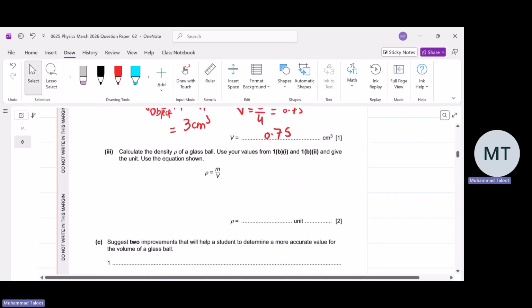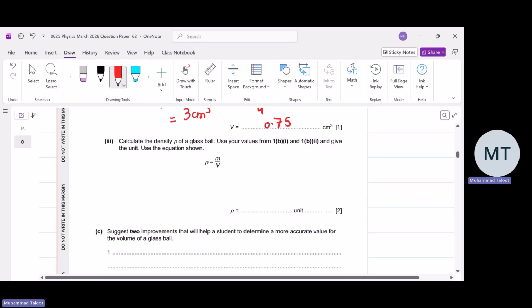Moving to the third part of this question. As you know, this question is regarding the density of a glass ball. So here they are saying calculate the density of the glass ball. So we are going to calculate the density of the glass ball.